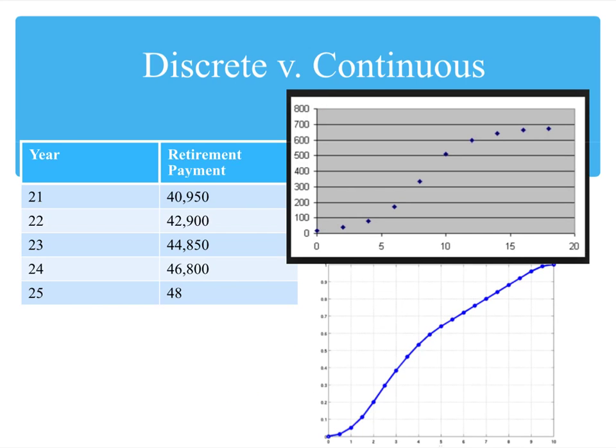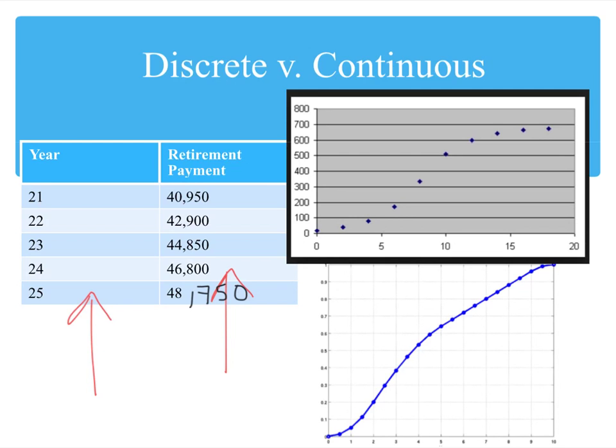This brings us to another definition, which is determining whether data is discrete or whether it's continuous. So you see here a table that's describing the year and the retirement payment for somebody. It appears that you can retire after 20 years of service. So at year 21, you're given a retirement payment. At year 22, you're given a different one, and so on and so forth. Year 25, you would have $48,750 as your retirement payment.